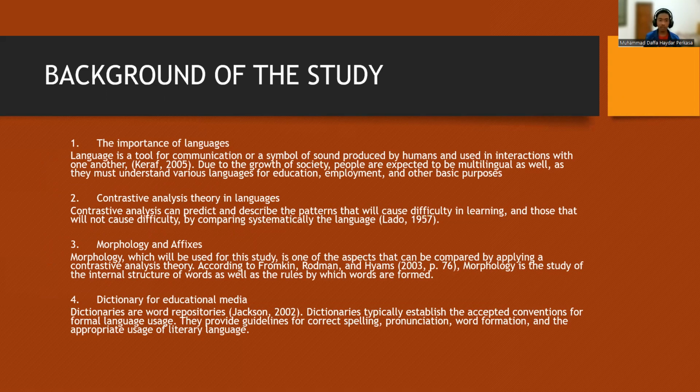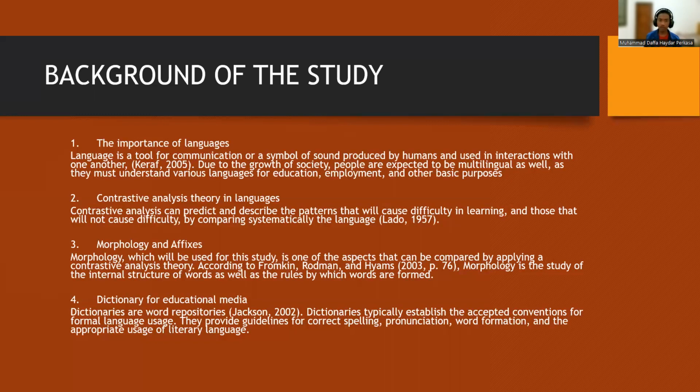And second, contrastive analysis theory in languages. Contrastive analysis is also important because CA can predict and describe the patterns that will cause difficulty in learning and those that will not cause difficulty by comparing systematically both of the languages, according to Lado.